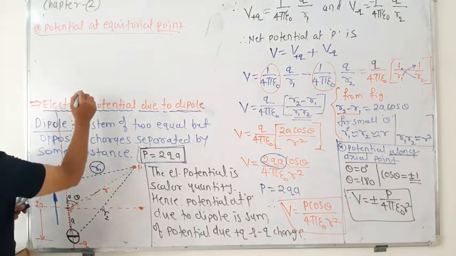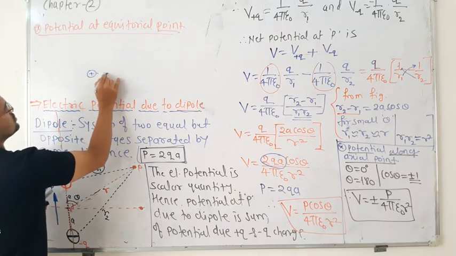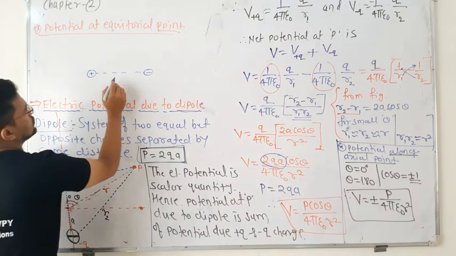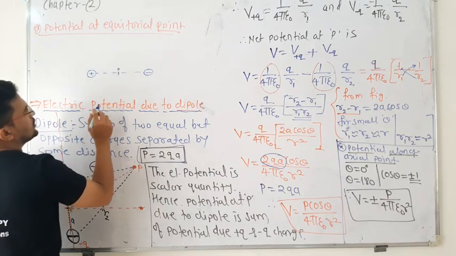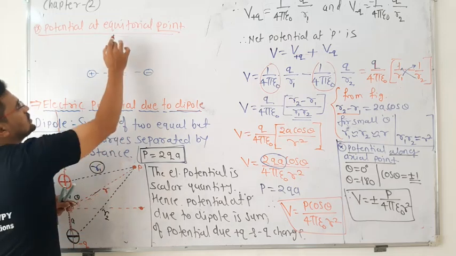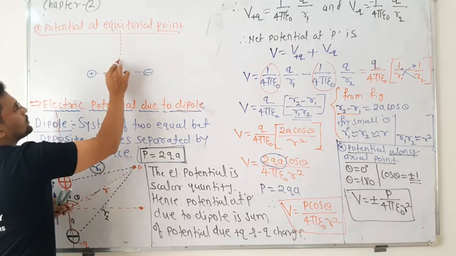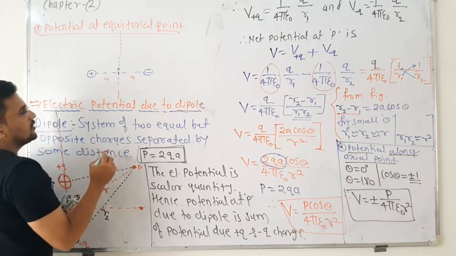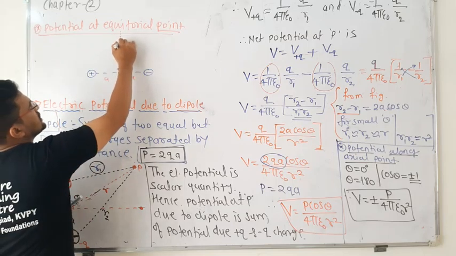Okay, so what does equatorial point mean? If this is a positive charge and this is a negative charge, unlike charges, and this is the center. Equatorial line or equatorial plane means the line which passes through the center of the dipole and divides the dipole equally in half. Now your job is to find out the potential at this point P.